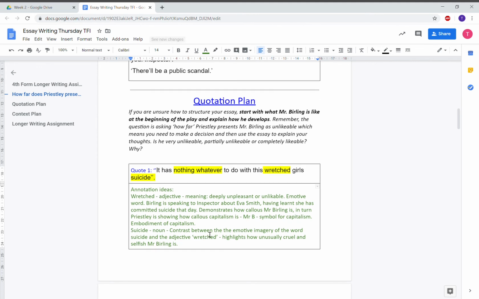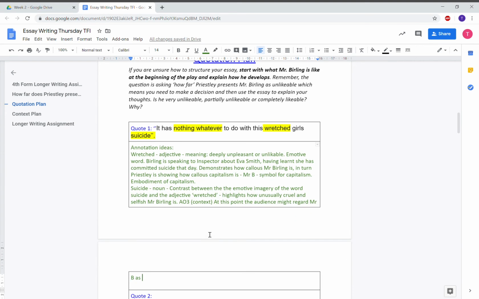If I wanted to add another AO3 comment, which would be a contextual point, if I wanted to step away from the characters and think about J.B. Priestley's message and what these characters represent, okay, I'm not just thinking now about what the characters say, but about why they say them in relation to J.B. Priestley's message to the audience. I would say that at this point, the audience might regard Mr. B as being irredeemable.